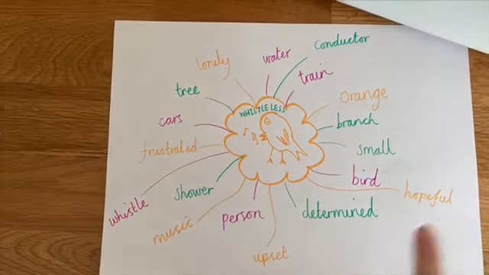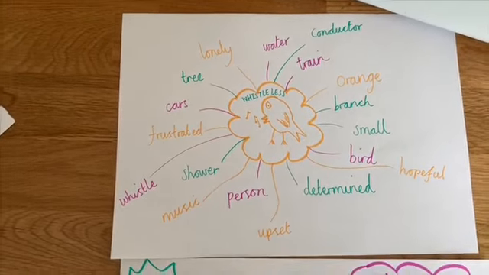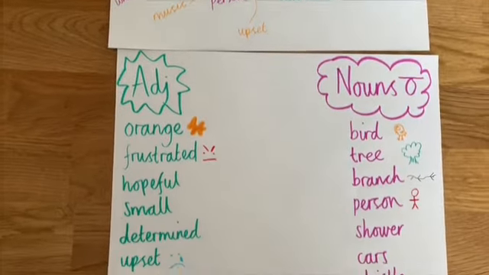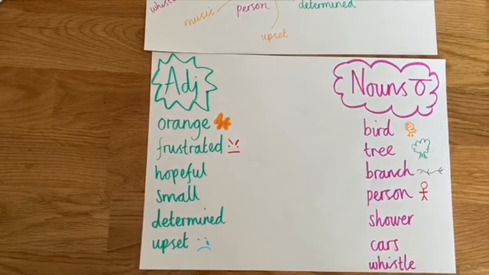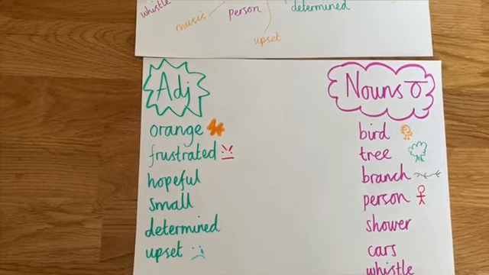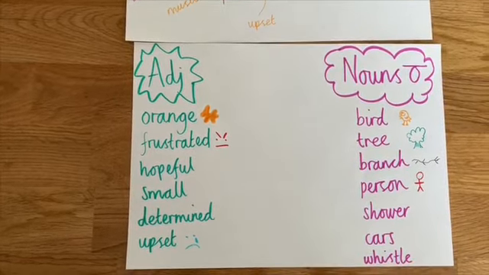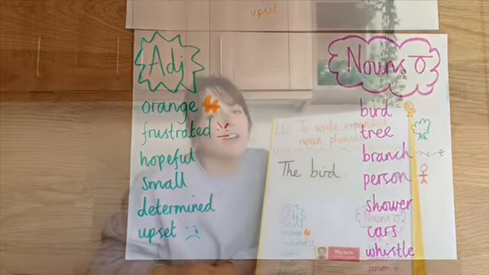Now, I took all of these words and I put them into adjectives and nouns, remembering that an adjective is a describing word and a noun is a person, place, animal, thing, or idea.